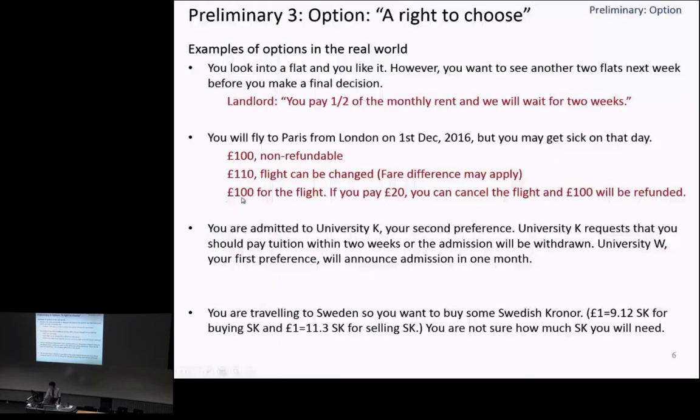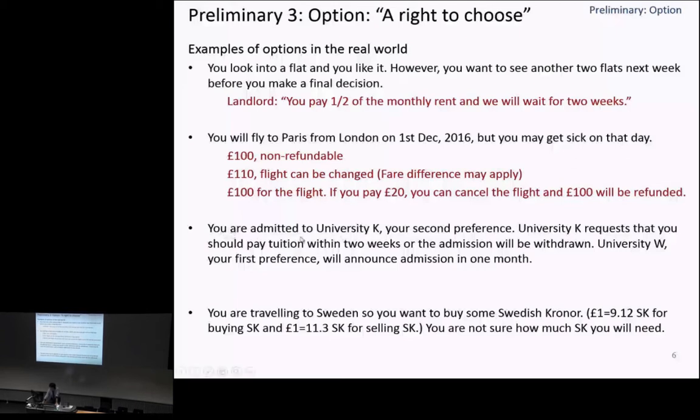They might also sell a refundable ticket for £120. In that case, £100 is for the flight, and the extra £20 is the price of the option for you to cancel your trip before departure. So that if you cancel your flight before departure, £100 will be refunded. Does that make sense?